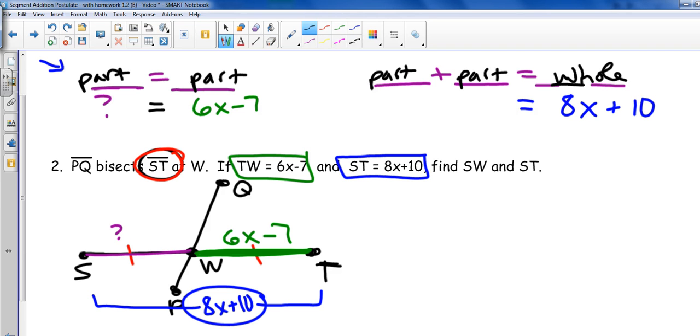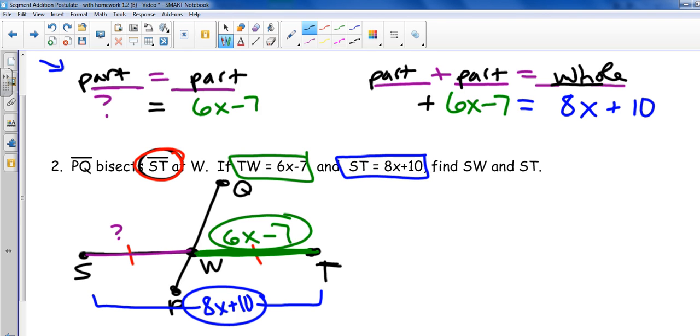And let's see if I can fill in the rest of it. I need two parts for the left-hand side, but it looks like I've got one part is my 6x minus 7. Do I have something for the other part to add to that? And I'm still stuck on I need to know what SW is. But at least now I'm using the 8x plus 10 appropriately. Do I have anything I can say about SW? There's no given information about it.